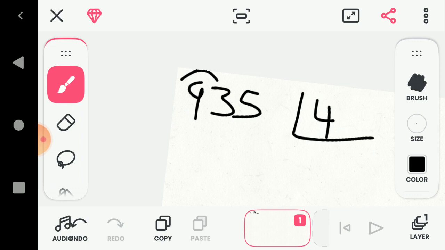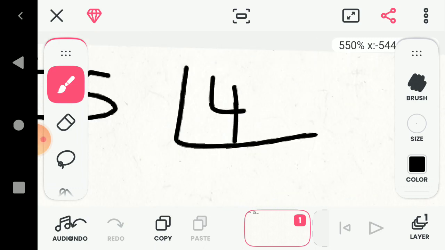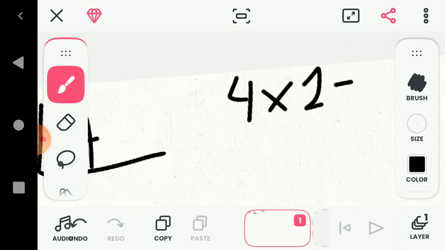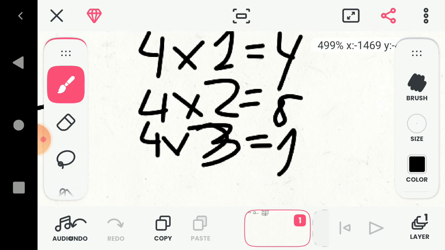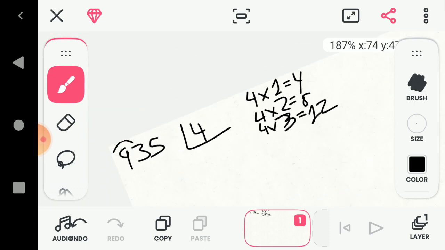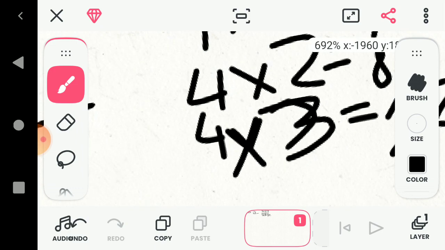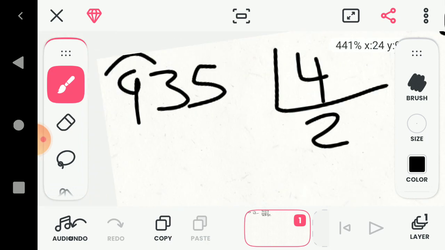Now, how do you do division? You basically just look for a number that's multiplied by 4 that gives you 9 or closest to 9. Like, let's check. 4 times 1 equals 4. 4 times 2 equals 8. 4 times 3 equals 12. So we can't do 4 times 3 because it passes 9, but we can do 4 times 2 because it's lower than 9. So we'll put a 2 down here.